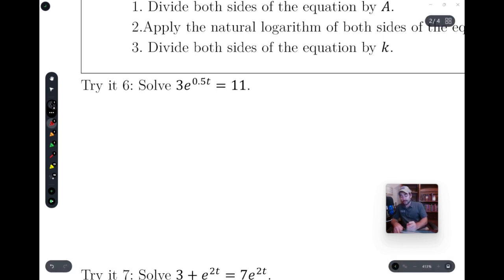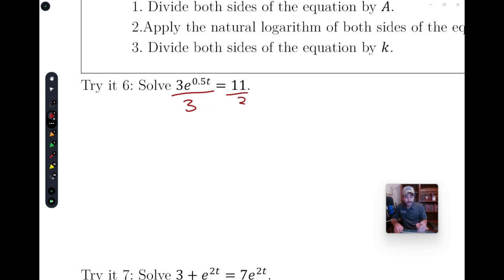So first thing we're going to do is treat this like a normal problem. I'm going to divide by 3 on both sides because there's a 3 on the outside, just like we would if it were an x squared or an x to the 4th or anything. We'll be left with e to the 0.5t equals 11 over 3, in parentheses so it's a little easier to treat.